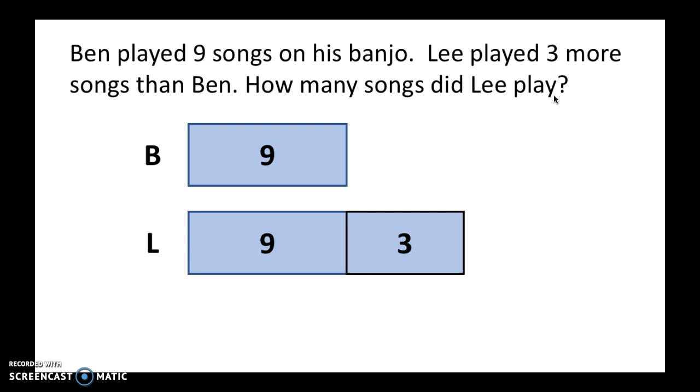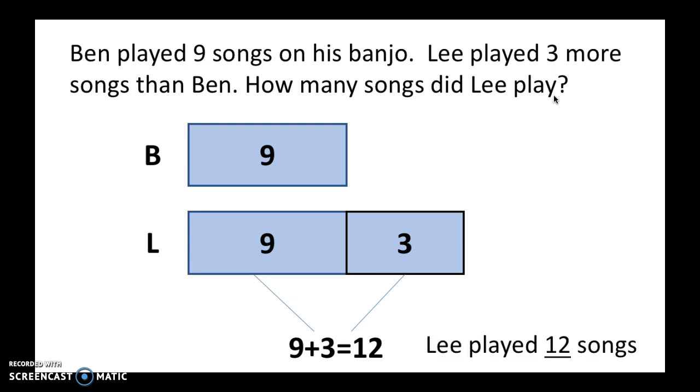So now I need to look at it and I need to answer the question. How many songs did Lee play? Well, he played 9 songs and 3 more. So 9 and 3, let me do my counting on. 9 plus 3 equals 12. So then I can answer it with a statement. Lee played 12 songs. Okay?